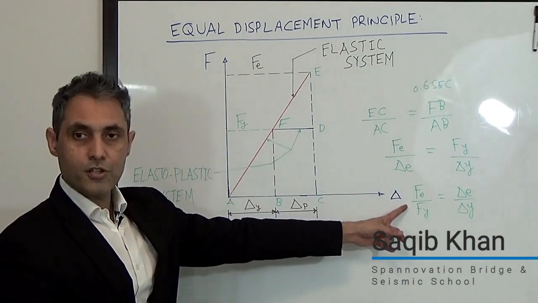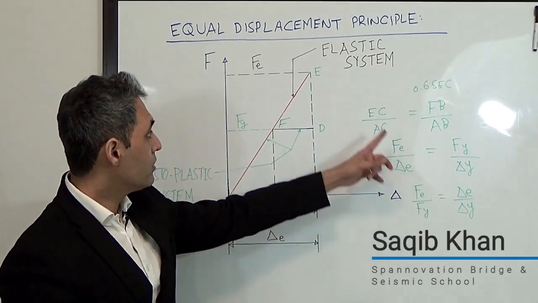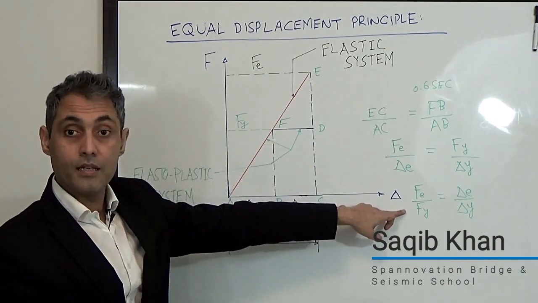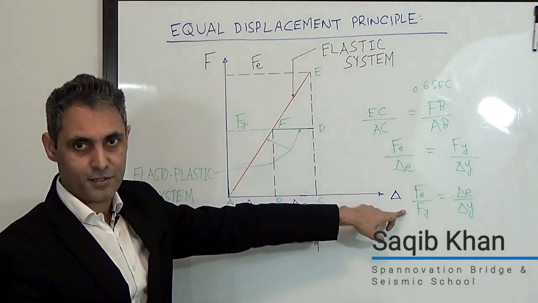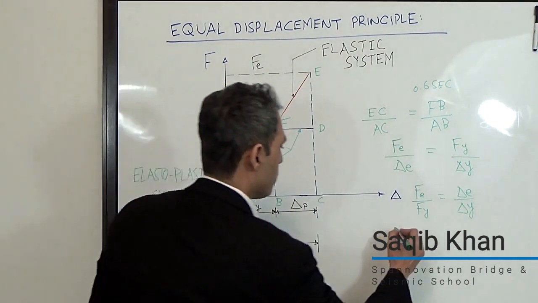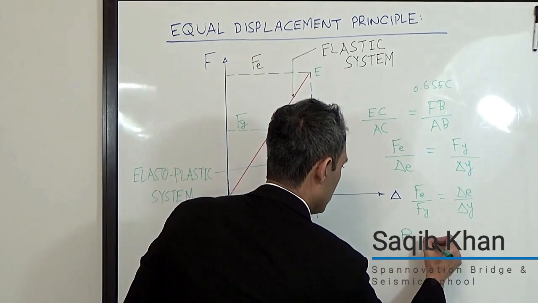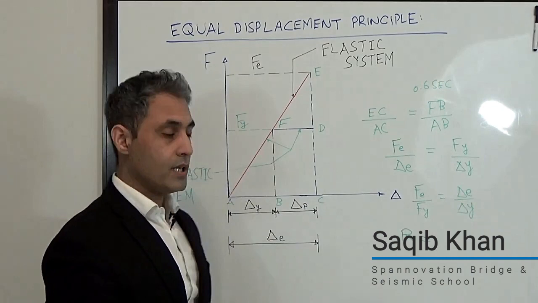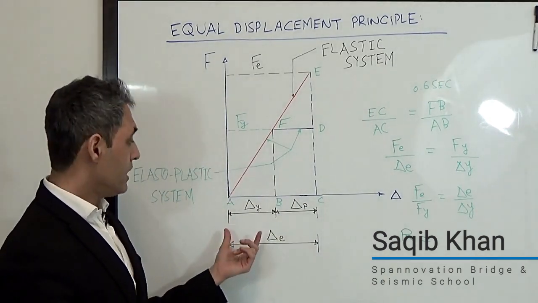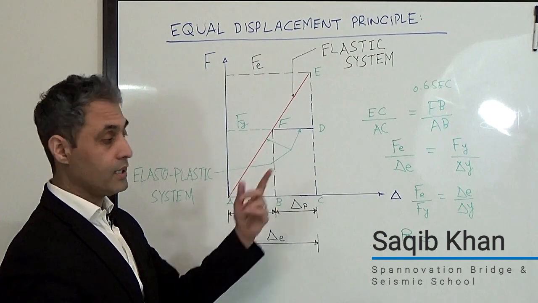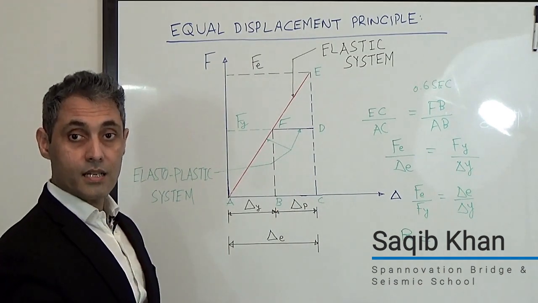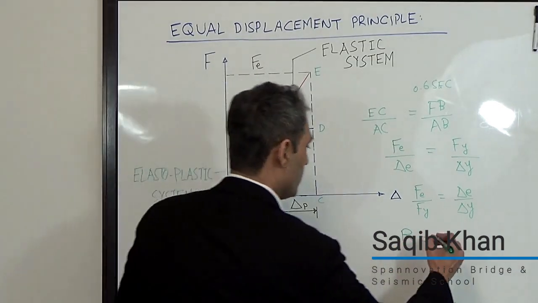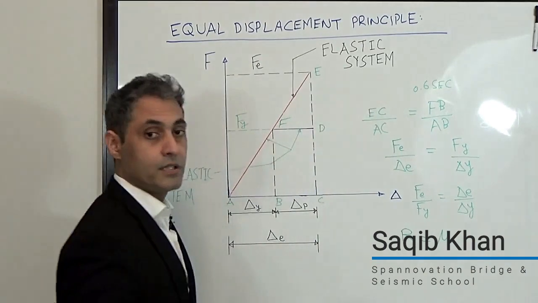So what does this ratio mean? This is the ratio of the strength of the elastic system divided by the strength of the elastoplastic system. And that is known as the force reduction factor, which we denote by R. Now delta E is the elastic system displacement, and delta Y is the yield displacement of the elastoplastic system. And this indeed is known as the ductility of the system, which we denote by the factor mu.